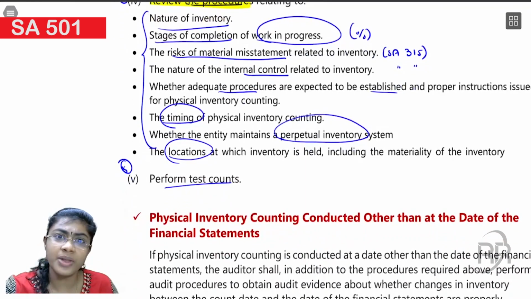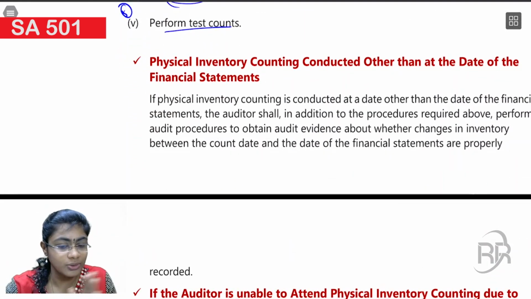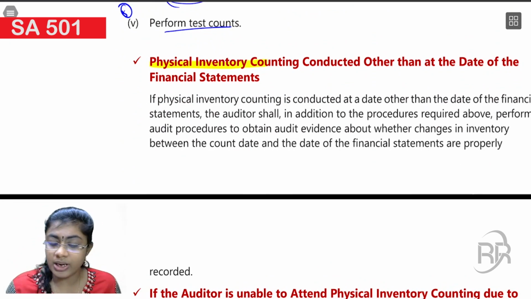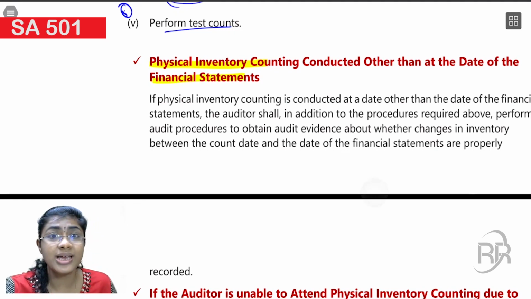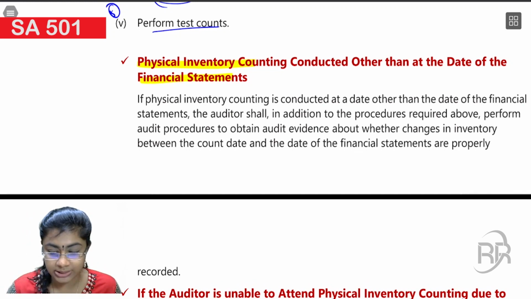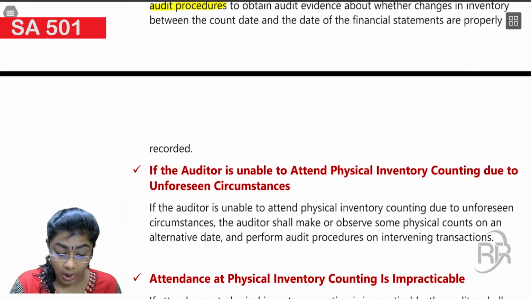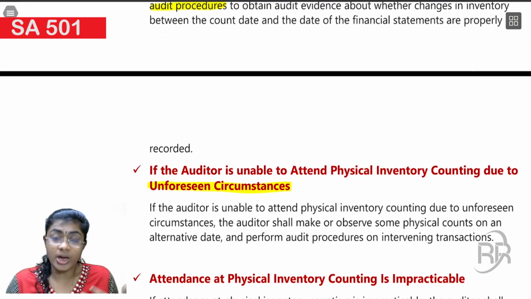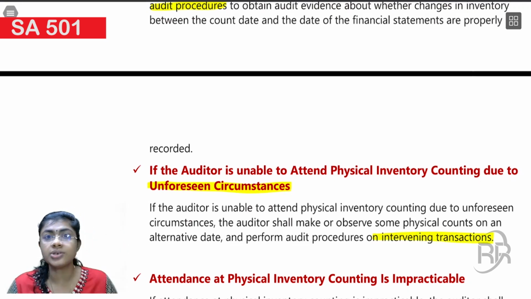Rest of the things is same as we have discussed. I'll just run through. Physical inventory counting conducted other than the date of financial statements. We said whenever physical counting of inventory is conducted on a date other than the date of FS, you should perform additional procedures. So, the auditor should perform additional audit procedures. In some cases, due to unforeseen circumstances, we are unable to attend the inventory, then also you should perform additional alternative procedures on what? The intervening transactions.